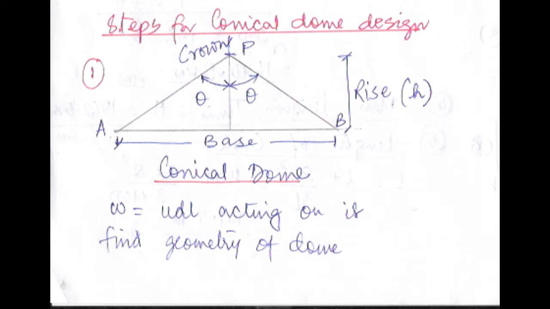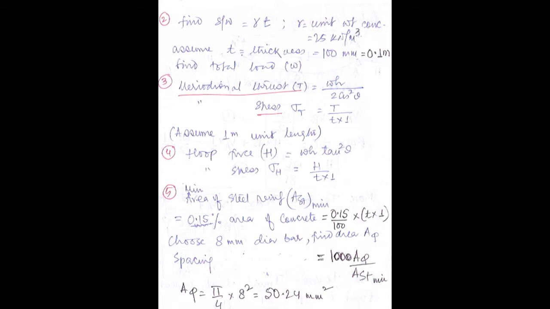Now P is the crown, and this angle 2 theta is called the vertex angle, or theta is the semi-vertex angle, and the rise is shown as capital H and the base is AB. This is a conical dome, and here small w is the UDL acting on the conical dome. First step, we have to find the geometry of the dome. In step number 2, we will find the self weight, that is gamma into T, where gamma is the unit weight of concrete.